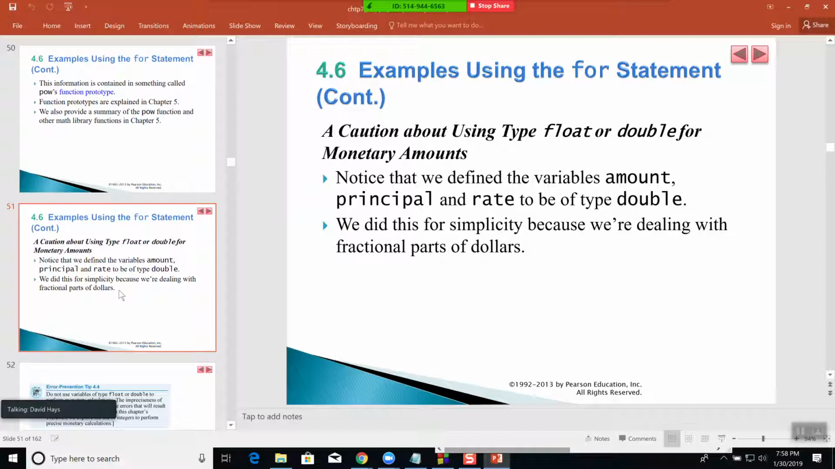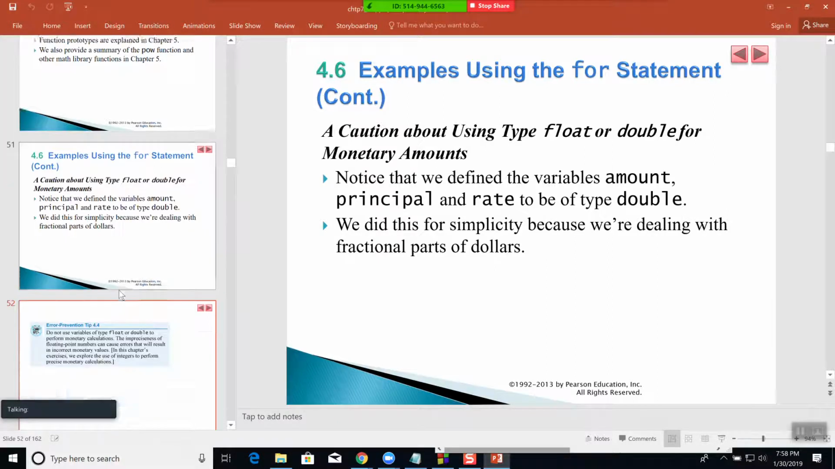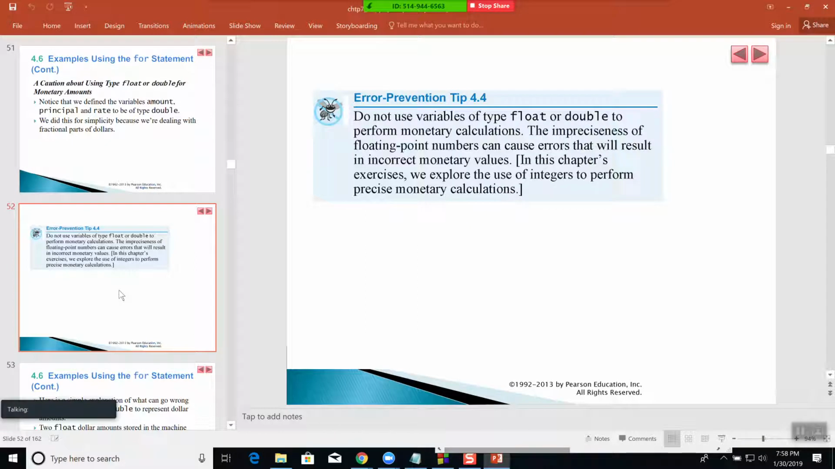Notice we defined the variables amount, principal, and rate to be of type double. We did this for simplicity because we're dealing with fractional parts of dollars. So do not use variables of type float or double to perform monetary calculations. The impreciseness of floating point numbers can cause errors that will result in incorrect monetary values.